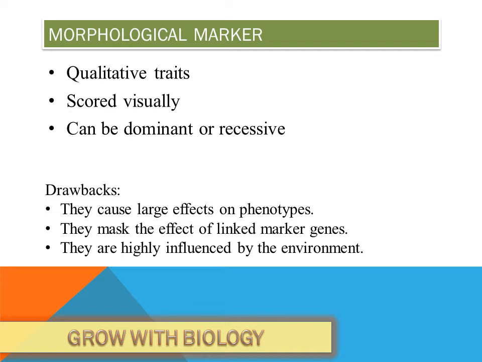Now what are the drawbacks of these types of markers? They cause large effects on phenotypes. Phenotypic expressions have a major role in these morphological markers. They mask the effect of the linked marker genes and they are highly influenced by the environment. So morphological markers are basically those markers whose presence or absence can be visualized with our naked eyes.